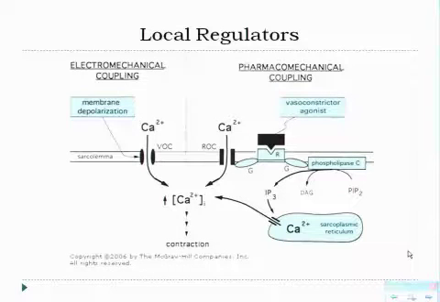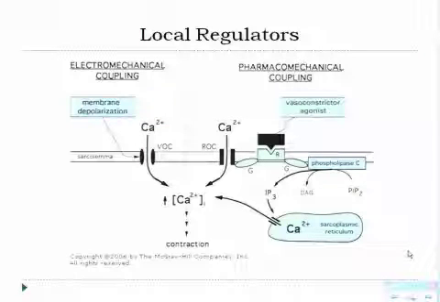You also have pharmacomechanical coupling, which means you have a receptor site, such as a beta or an alpha-1 receptor. When activated and bound, it causes a G-coupled protein to increase phospholipase C activation, leading to increasing levels of inositol triphosphate, which causes the SR to release higher levels of calcium, and that also increases the vascular tone. It also induces, via the G-coupled protein on this side, a coupled calcium channel, which allows calcium to enter the cell.